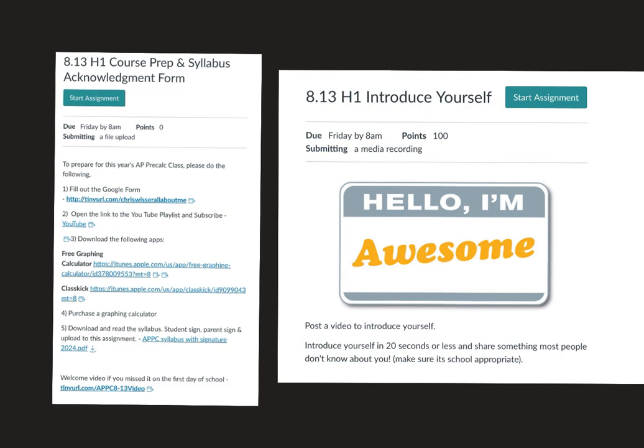And then you need to download the graphing calculator and Class Kick. Those are two things that we're going to use sporadically throughout the year. If you are a freshman and you're using a loaner iPad, just keep in mind that you're going to need to go back and do those things. After Monday, you should get your iPad. After Monday, when you have your iPad, okay?